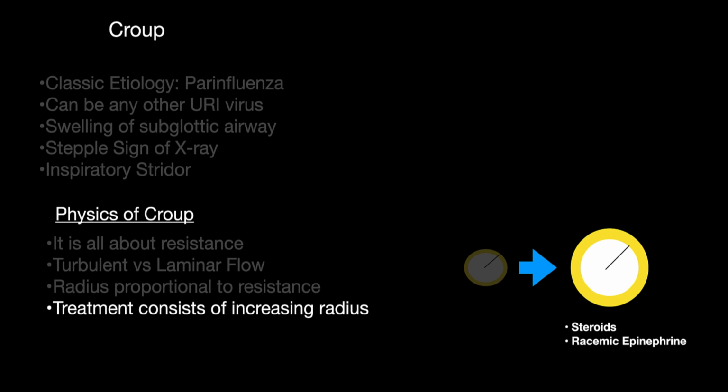Racemic epinephrine is just inhaled epinephrine, and they use the term racemic because it's both isomers. And it decreases the swelling, therefore increasing the radius through its alpha-1 properties, which cause vasoconstriction. And since blood flow can't go as quickly to this area, swelling decreases. We do one other thing.